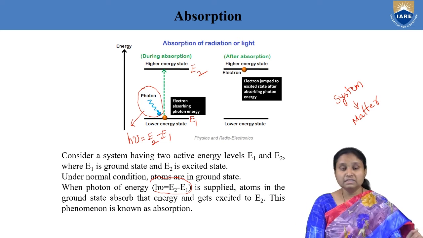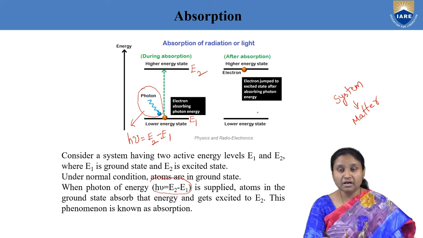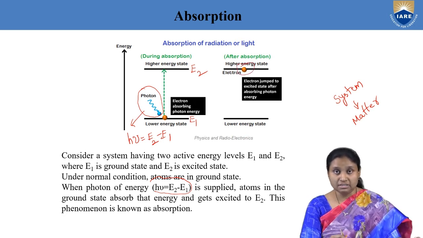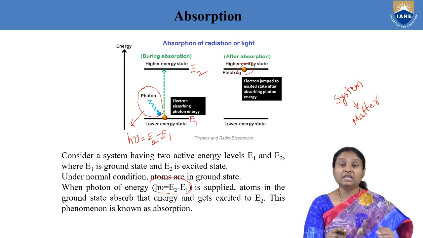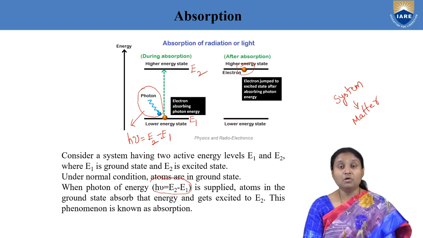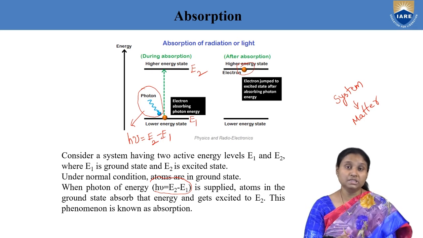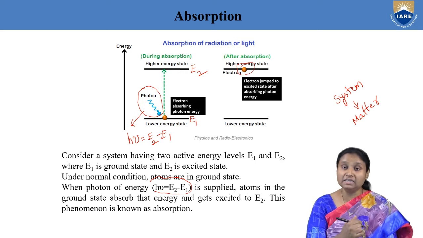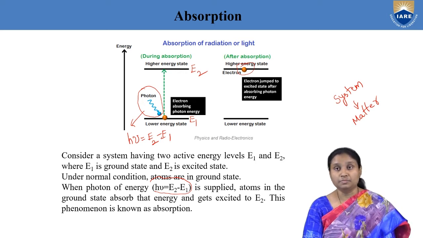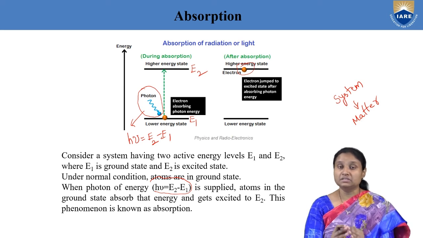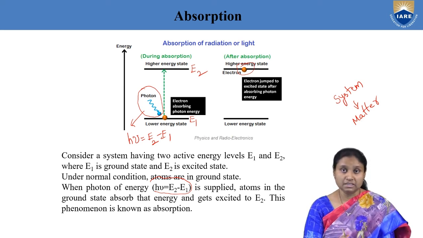So here, as you can see in the second case, what happened after absorption? When the atom in the ground state has absorbed this photon energy, then as you can see, after absorption, we can find our electron or atom in the higher state. This process of excitation of an atom or electron from a lower state to a higher state by supplying energy is nothing but absorption. So after absorption, where will be our atoms or electrons? They will be present in the higher excited state.